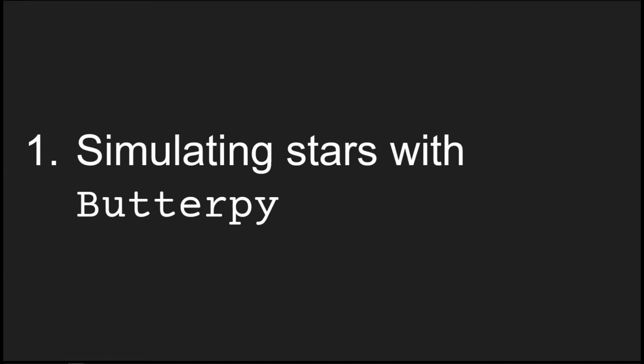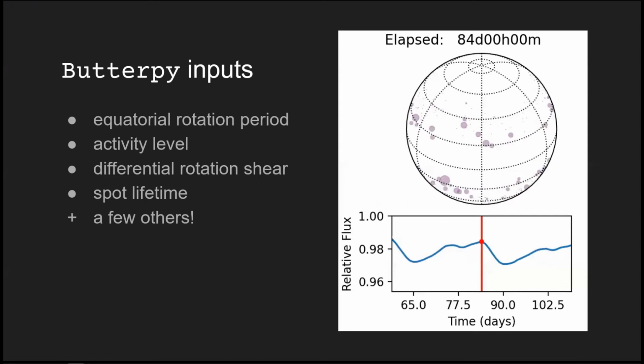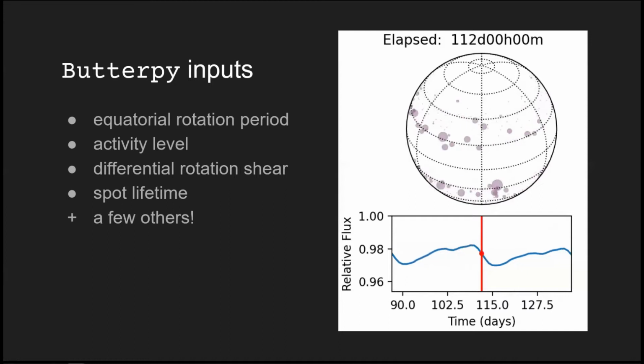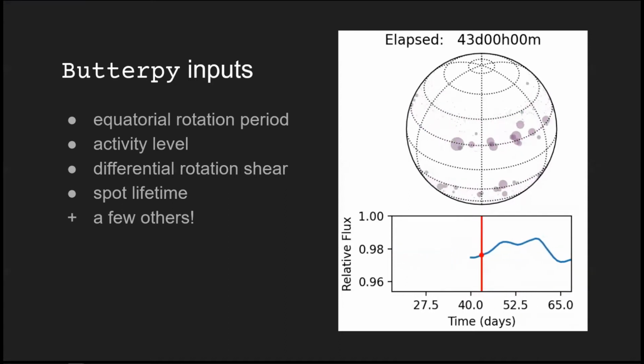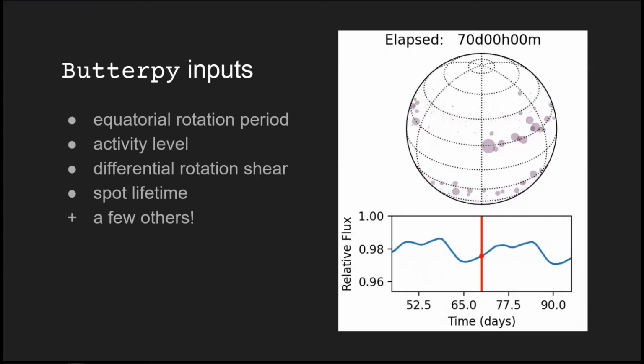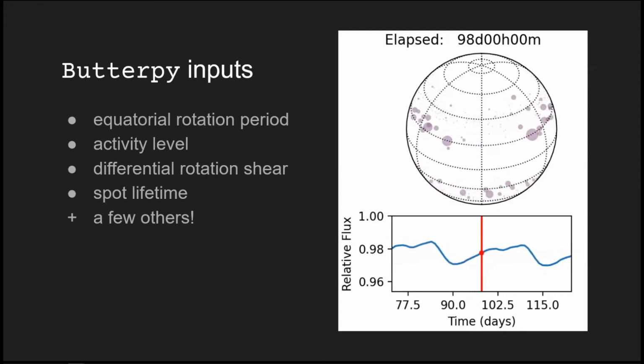I developed ButterPie to simulate realistic star spot evolution and light curves. ButterPie is an open source Python implementation of code previously worked on by Duncan McKay, Joe Lama, Suzanne Agrane, and others. The name ButterPie comes from the butterfly-shaped pattern of spot emergence latitude with time observed on the sun, and it's written in Python. ButterPie takes input of equatorial rotation period, activity level, differential rotation shear, spot lifetime, and a few other parameters. Based on these inputs, it then simulates the emergence, evolution, and decay of active regions and star spots. From this evolution, ButterPie computes a photometric light curve.